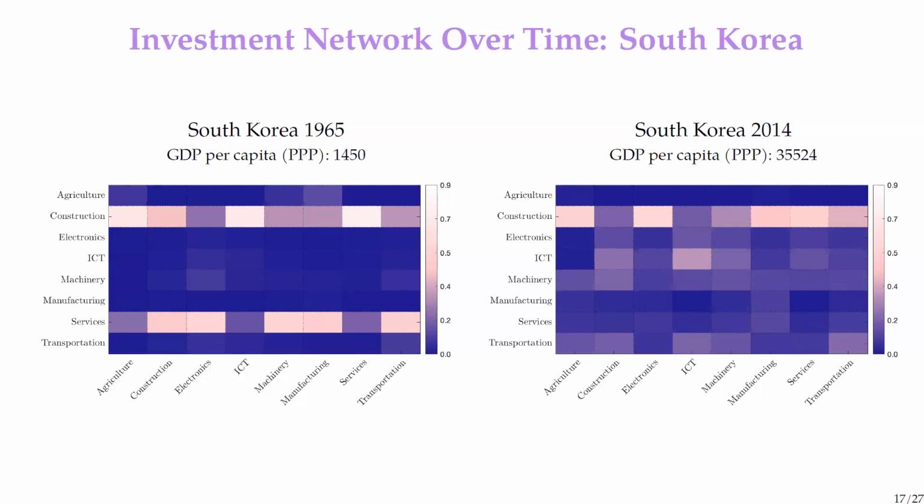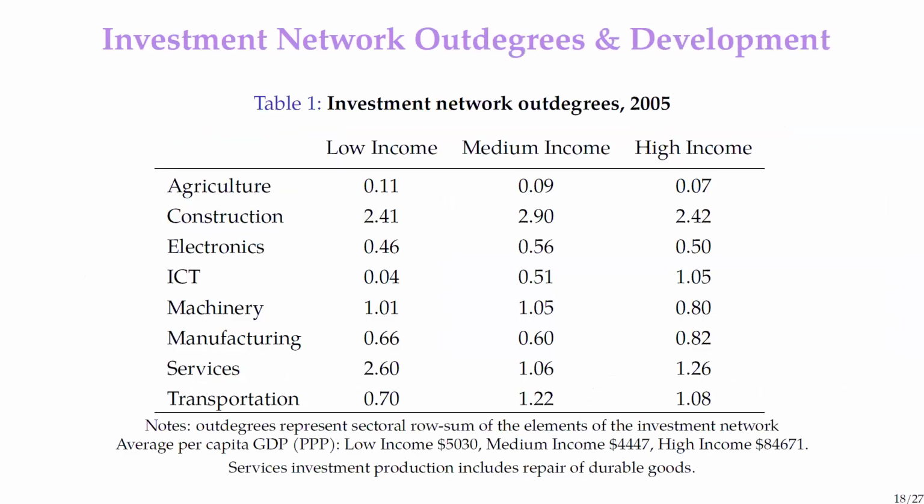Let me characterize this more systematically by showing you the investment network out-degrees of this economy. The out-degree is basically the sum of the rows in the investment network, and it measures how important a sector is as a provider of investment to other sectors. What we can see here is that as countries develop, ICT becomes a more important provider of investment, and transportation also becomes a more important provider of investment.